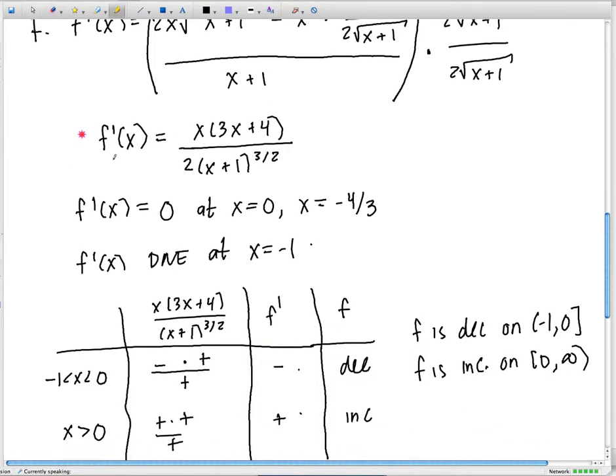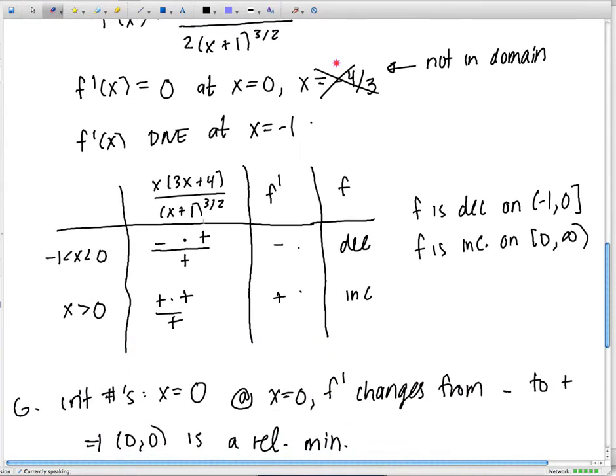So where could f prime possibly change sign? Well, f prime could change sign when it's equal to 0 or when it does not exist. f prime is equal to 0 at x equals 0 and x equals -4/3. Now -4/3 we don't have to worry about, because that's not in the domain of our function. And f prime of x does not exist at x equals -1, which is also not in the domain of our function. So our intervals are x in between -1 and 0, and x bigger than 0.